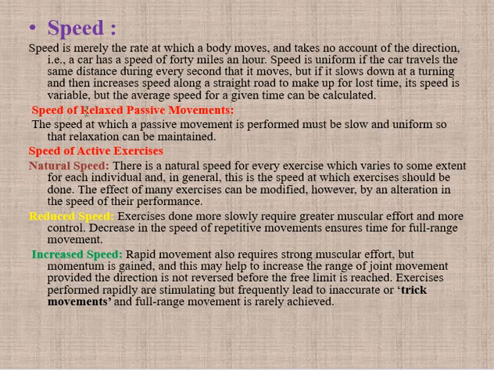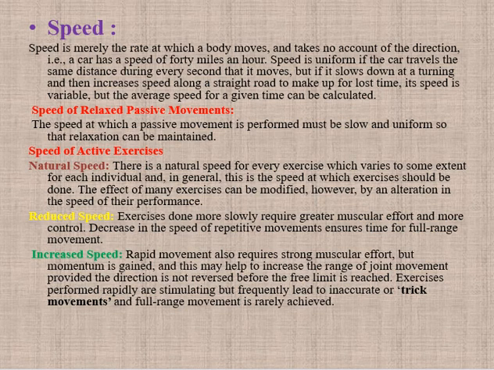Now, there is a speed of relaxed passive movement. The speed at which a passive movement is performed must be slow and uniform so that relaxation can be maintained. Speed of active exercises: there is a natural speed for every exercise which varies to some extent for each individual, and in general this is the speed at which exercise should be done. The effect of many exercises can be modified, however, by alteration in the speed of their performance.